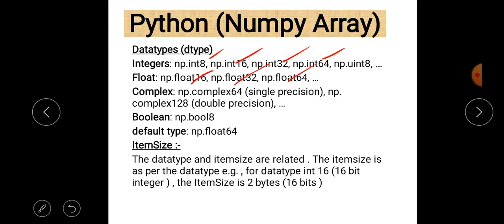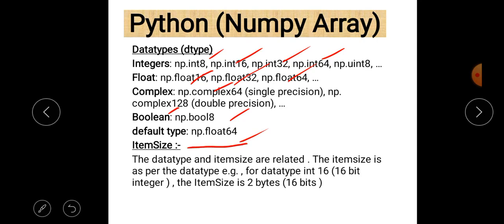For complex numbers there is a data type np.complex64 for single precision and np.complex128. Here always remember that np stands for NumPy. For boolean it is bool8, and the default data type is float64. This is a very important question. The default data type of a NumPy array is float64.